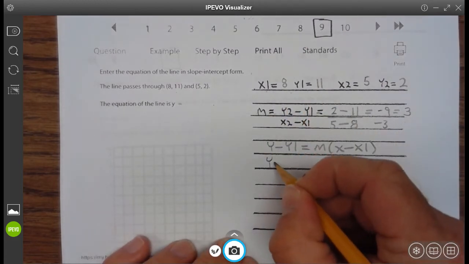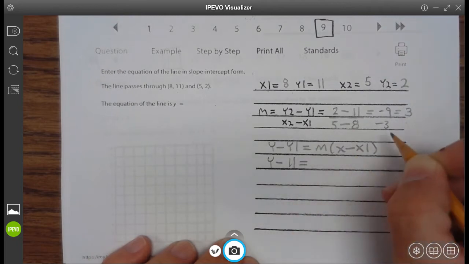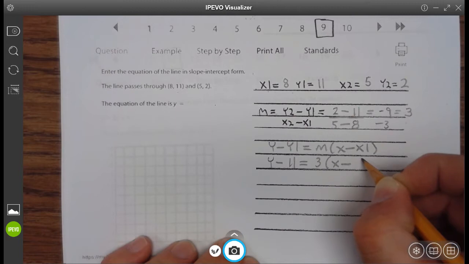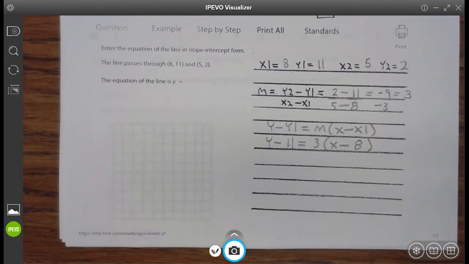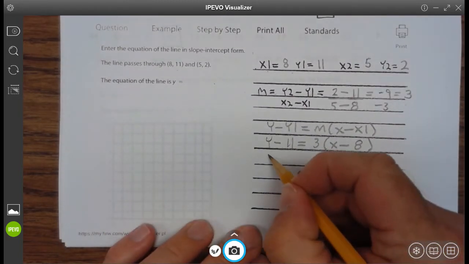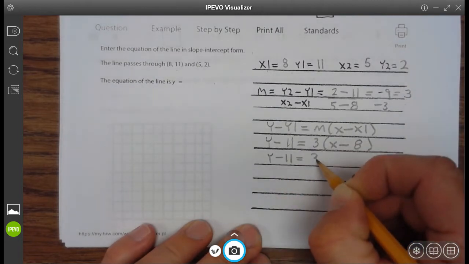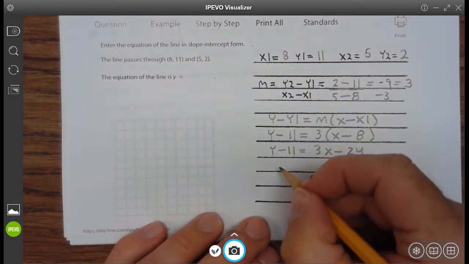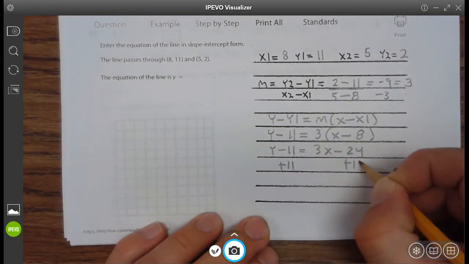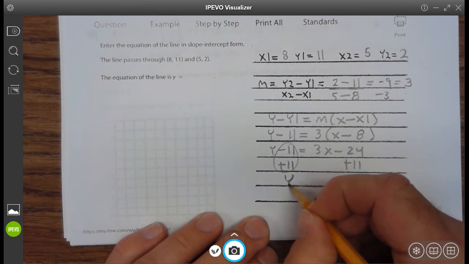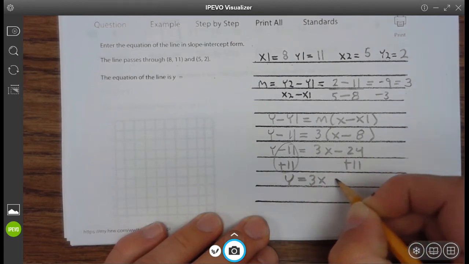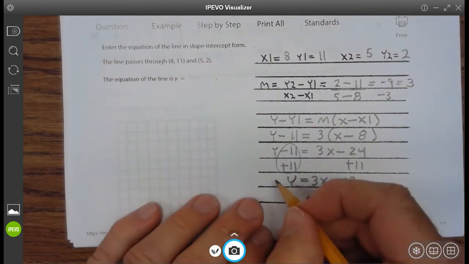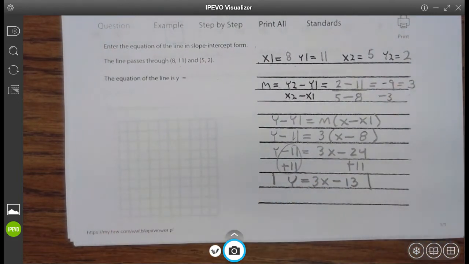So that's y minus 11. The slope we know is 3. x minus 8. And we're going to solve for y. Distribute the 3 first, so y minus 11 equals 3x minus 24. Last step, we're going to add 11 to both sides. That becomes 0. You get y equals 3x minus 13. All right, go ahead and finish up example 9.